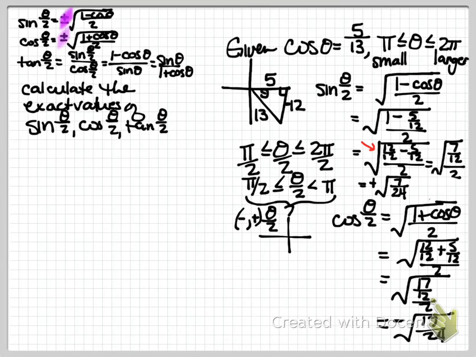Okay? Now let's do tangent. Now here's the thing. We could do the tangent of sine over cosine, but that's going to put square roots over square roots. And some of you may not be comfortable with that, and that's okay. So we could do this. The tangent of theta divided by 2 is the sine of theta divided by 2 over the cosine.